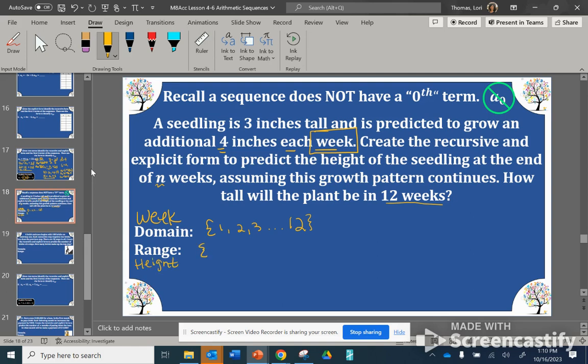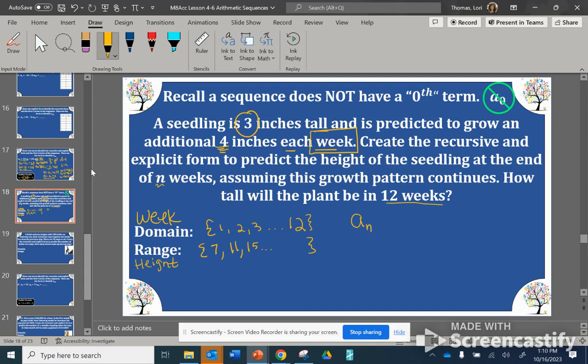Now here's where we have to be careful. The seedling was planted at week 0 at 3 inches. So at the end of week 1, it is not 3 inches. It has to have grown 4 inches. So it is 7 inches at the end of week 1, and then it continues to grow 4 inches each week. So then we have 7 plus 4 is 11. 11 plus 4 is 15, and then we'll calculate how tall it is using our explicit formula.